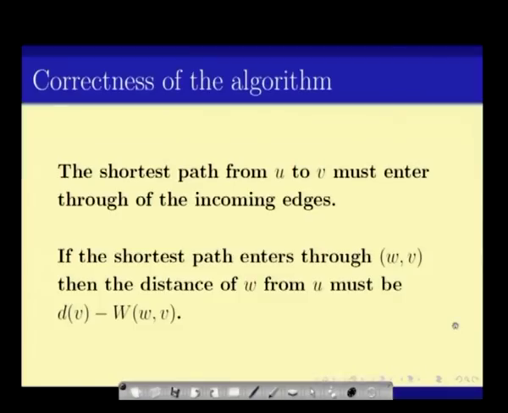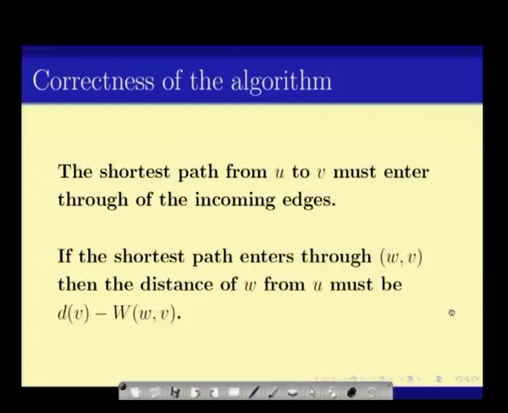It is a recursive algorithm, except that let us try to understand the runtime. The correctness of the algorithm of course follows from the fact that the shortest path from u to v must enter through one of the incoming edges, and if the shortest path enters through w, then the distance from w to u must be exactly this. So, the shortest distance d(v) will be d(w) plus the edge weight of (w, v).